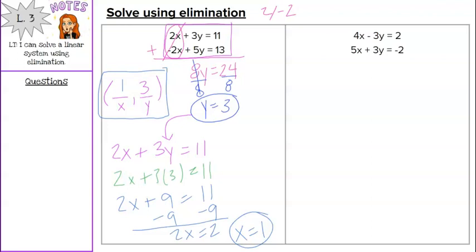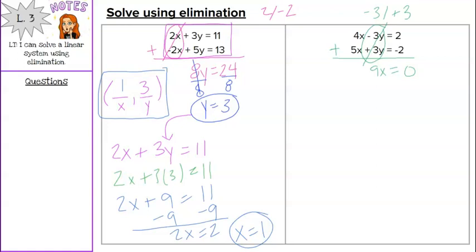All right, let's try another example. Again, we're going to treat this like one big addition problem, and we should see opposites. This time I see opposites in not my x variables, but my y variables. I have -3 and +3. Those are opposites. So in this case, my y values are going to be eliminated. They make 0. -3 plus 3 is 0. Then I have 4x plus 5x is 9x equals 2 plus -2, which is 0.